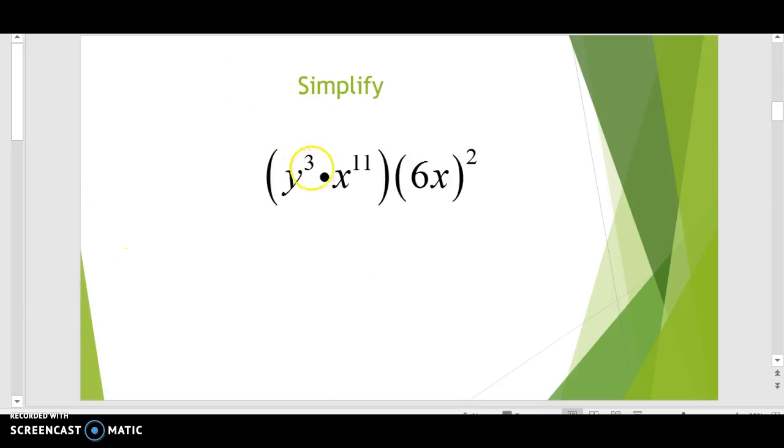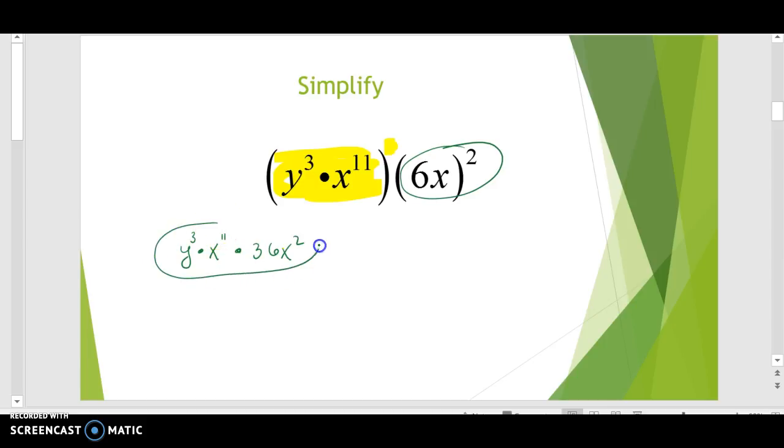Over here, when I look at this quantity, am I raising it to any exponent? No. So I'm just going to go ahead and rewrite that as y to the 3rd times x to the 11th. But then I'm going to raise everything here to the 2nd power. So times 6 to the 2nd is 36, x to the 2nd. Now when I rewrite all of this, I always write the coefficient first, and then I'm going to write it in alphabetical order. Multiply the x's, I'm going to add these exponents. 11 plus 2 is 13, then y to the 3rd. Okay?